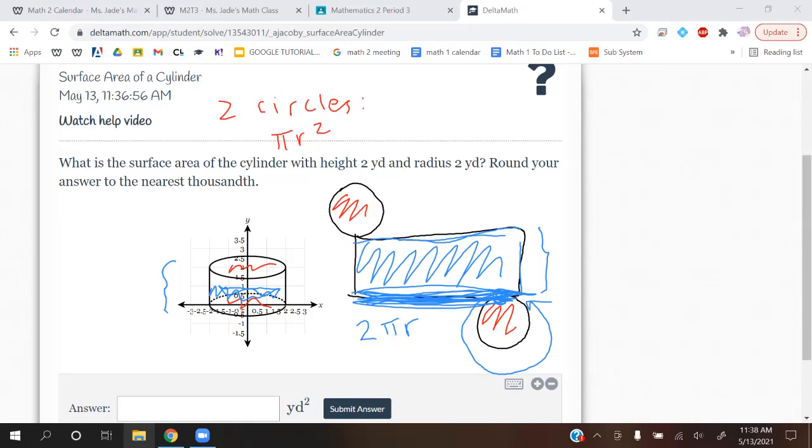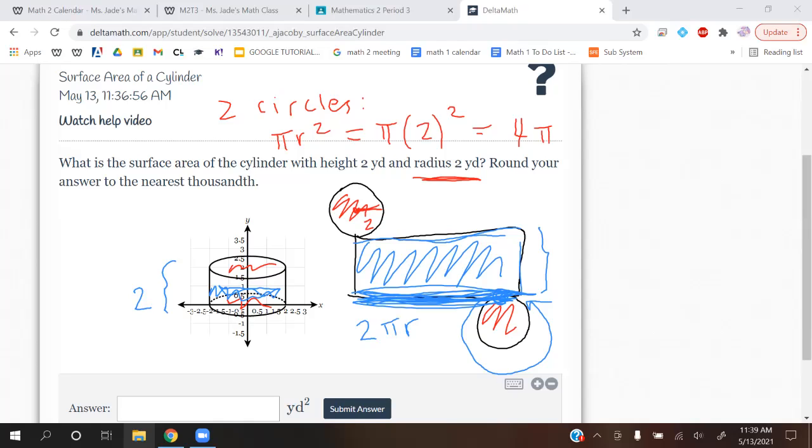So let's read the problem. It says, what is the surface area of a cylinder with a height of 2 yards? So we just learned that our height is 2. And we also learned that our radius is 2 yards, so radius is also 2. Round your answer to the nearest thousandth. So let's plug it all in. For your two circles, we want the area to be pi r squared. So it's pi times 2 squared. Remember the radius is 2. So it's pi 2 squared, which gives us 4 pi.